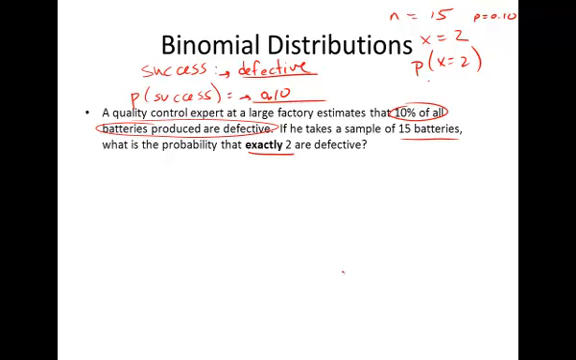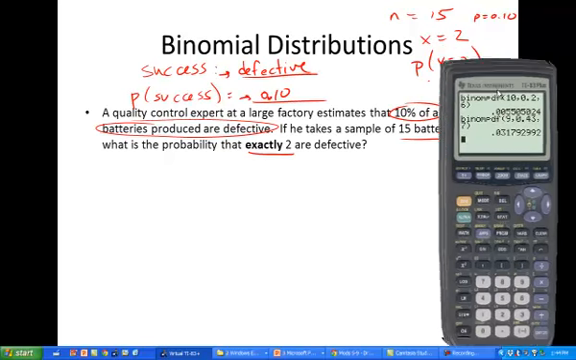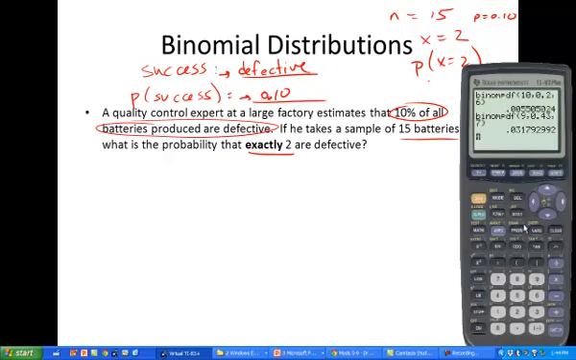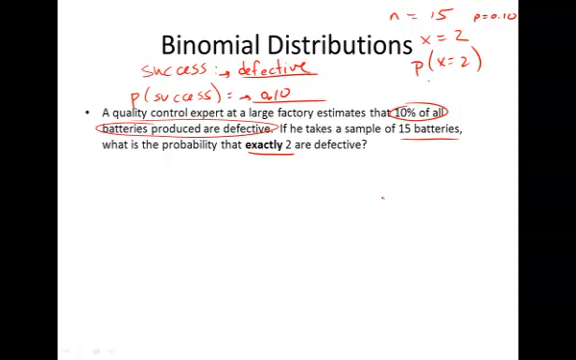So we would use the binomial distribution once again. Second distribution, 0. n is 15, comma, 0.1, comma, exactly 2, close paren, 26.7%. Probability is 26.7% that 2 will be defective.